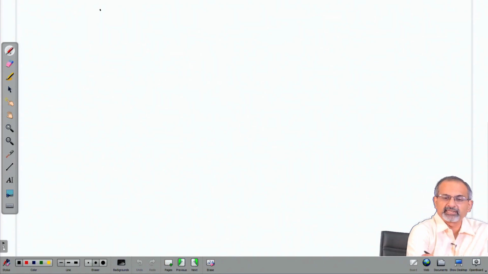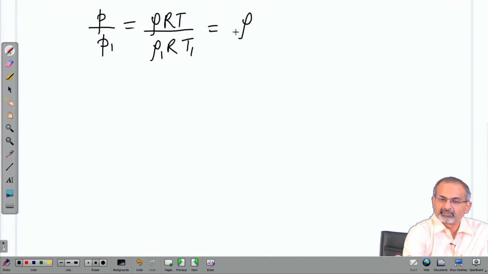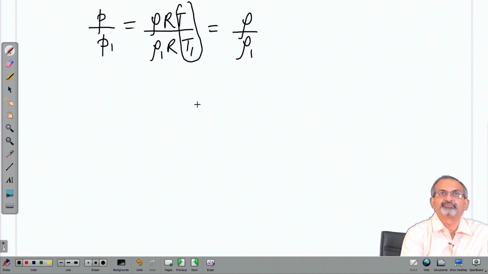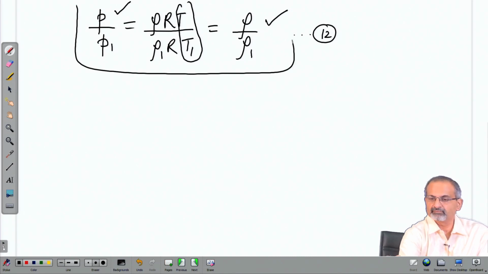Now, from the equation of state, if you apply it between the 2 points within the isothermal layer, the starting point and the one at altitude H, how does it work out? The pressure ratio is going to be equal to the density ratio because the temperature is constant. So, you have already worked out the pressure ratio, the density ratio is identical. So, this relation can be called 12. We will keep track of these equations because when we solve problems, we have to invoke these equations.